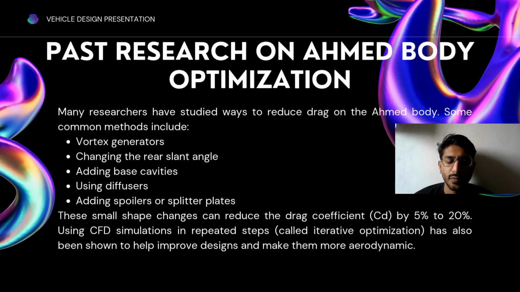Past research on helmet body optimization. Many researchers have studied ways to reduce drag on the helmet body. Some common methods include vortex generators, changing the rear slant angle, adding base cavities, using diffusers, adding spoilers or splitter plates. The small shape change can reduce the drag coefficient CD by 5% to 20%. Using CFD simulation in a repeated step called iterative optimization has also been shown to help improve designs and make them more aerodynamic.